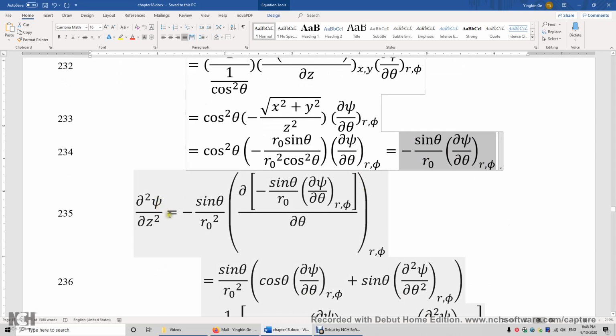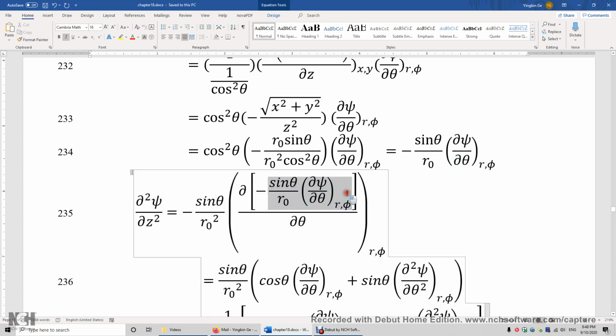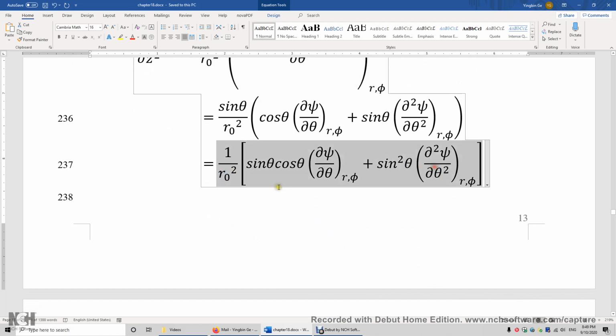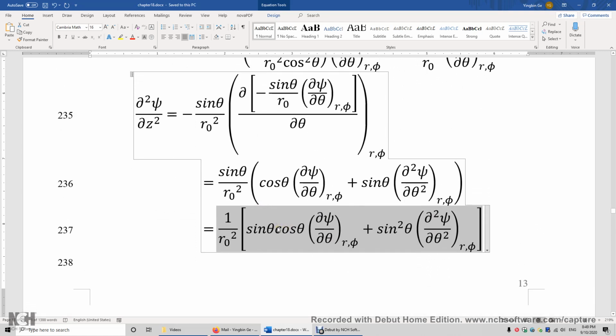The second derivative is simply the first derivative of the first derivative. So now we look at this first derivative. We realize the first derivative operator is negative sine theta over r naught delta over delta theta. So we apply this operator twice to psi. First derivative, second derivative. Again, do this carefully, you get this expression. This is the second derivative of psi with respect to z.